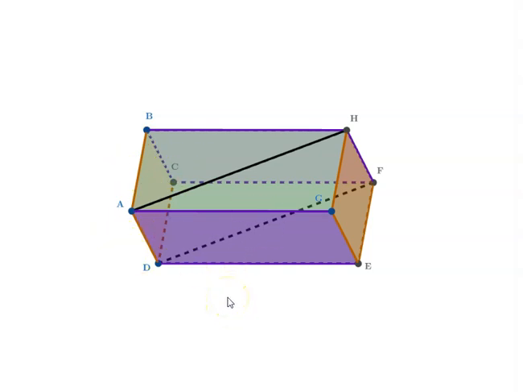So that was proposition number 11.24 of book 11 of Euclid's Elements.